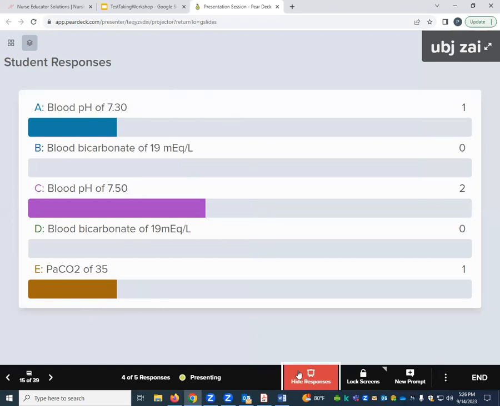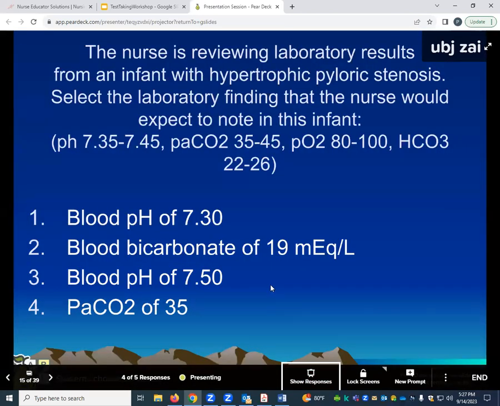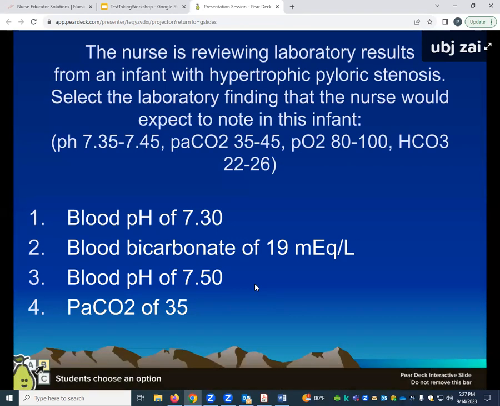Oh, we got a nice little variety on this. So let's look at this. Let's pretend we don't know, because some of you may not know, because you haven't had OB and PD yet, hypertrophic pyloric stenosis. So you encounter this on an NCLEX question, and you're going, oh my gosh, what is that disease? I have no clue what it is. I've never heard of it before.